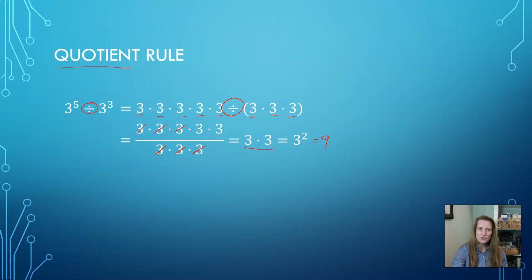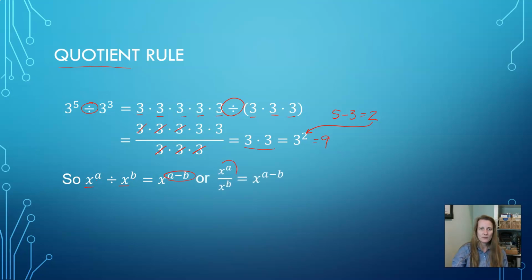So what did I do to those exponents? I had 5 threes initially, and I subtracted off or took away 3 of those threes, and I was left with 2 of those threes. So the quotient rule says if I have a base to a number divided by a base to a number, then I subtract those exponents.